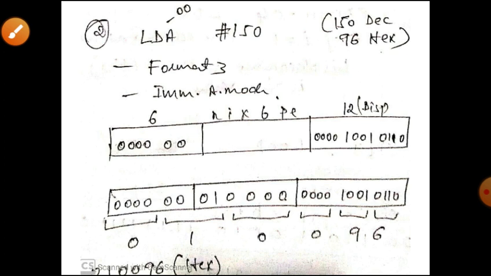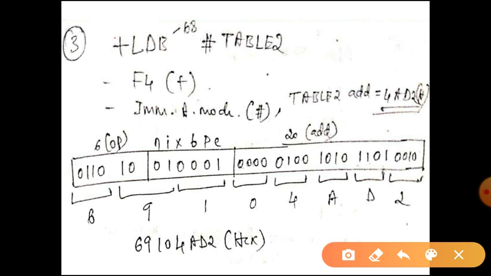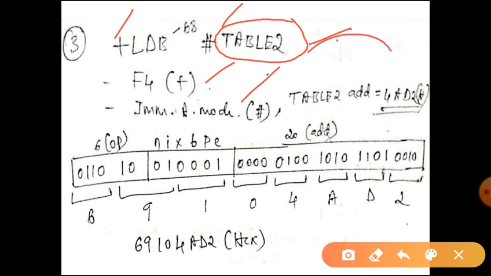So this is the object code of the second instruction. Okay, continuing with the next instruction, we have a plus LDB. As I have told, if there is a plus, it is format 4. Since we have a hash, it is based on immediate addressing mode. And here, as in the previous instruction, we are not given an immediate value, but a symbol, that is table 2. So what is the address of table 2? That is 4AD2 here.